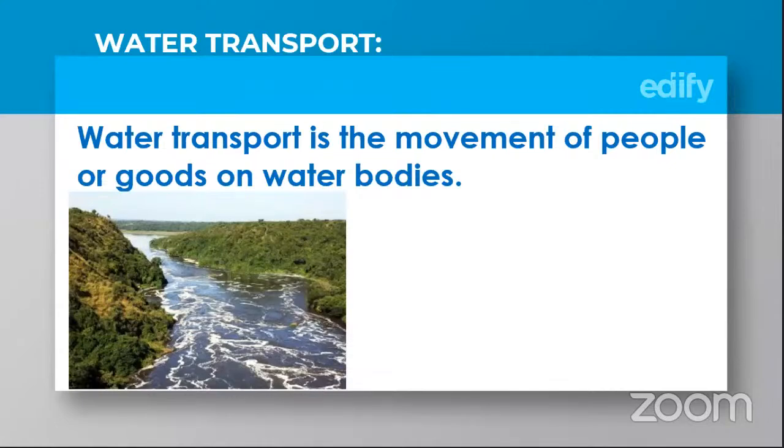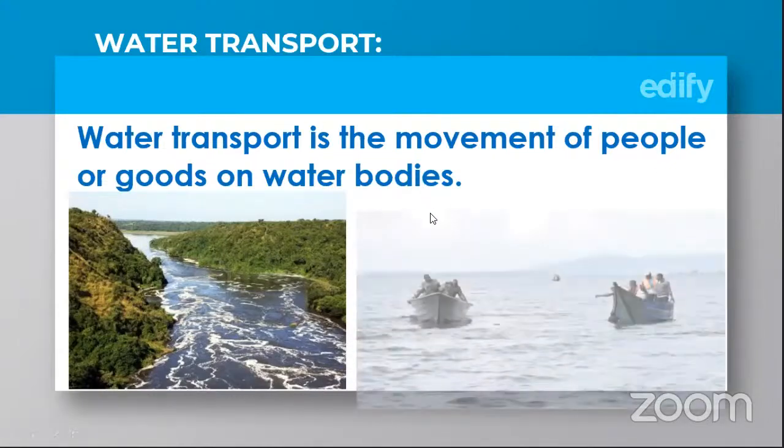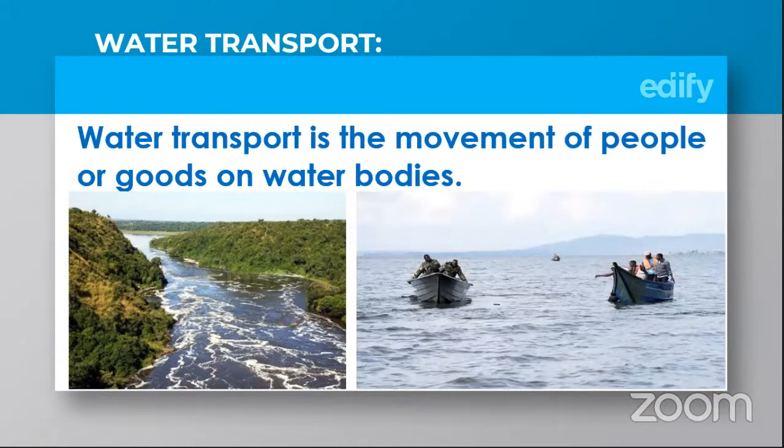Okay, thank you. Another one can be what we have right here. This is a lake, and this is a river. Water transport is the movement of people or goods on water. We have here people moving on water, but also goods can be moving on water. These are different examples of water bodies that can be used for water transport. We have rivers, lakes, oceans, seas, and canals.